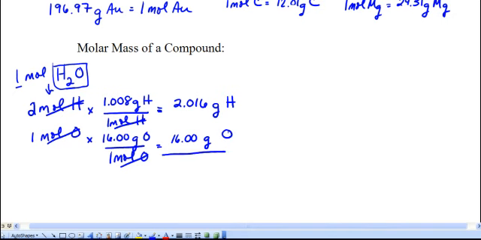So when you add that up, you have 18.02. I'm just rounding now. Instead of saying 18.016, I'm going to round it to 18.02 grams total in 1 mole of H2O. So we call the 18.02 grams per mole, that's how we generally write it, that is the molar mass of water.